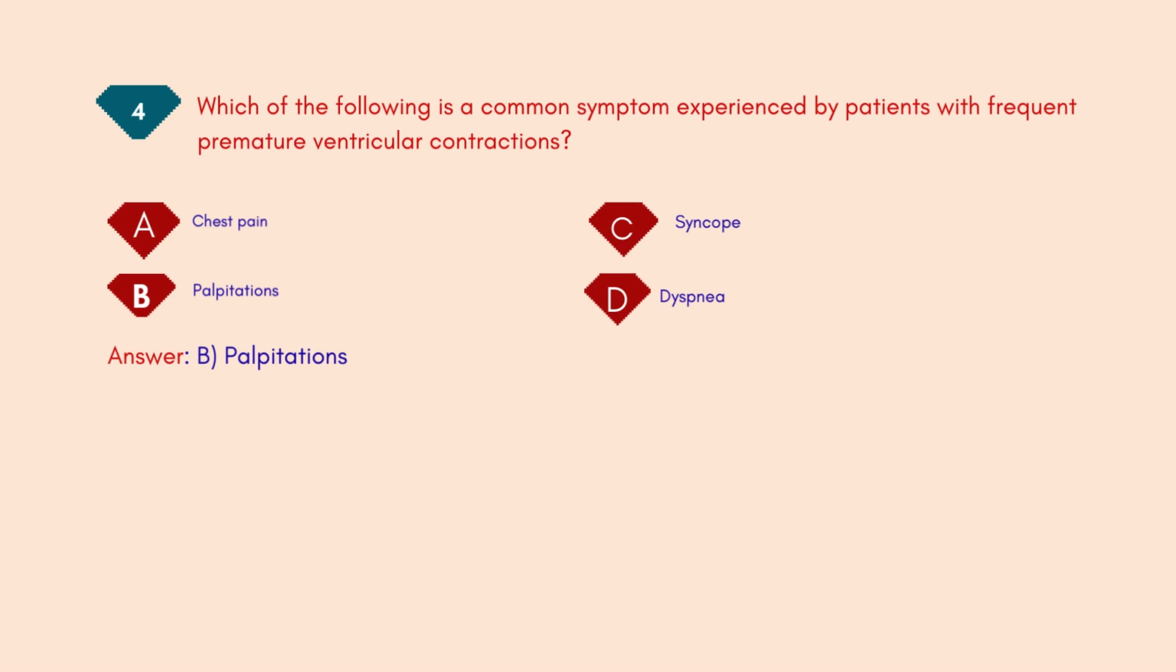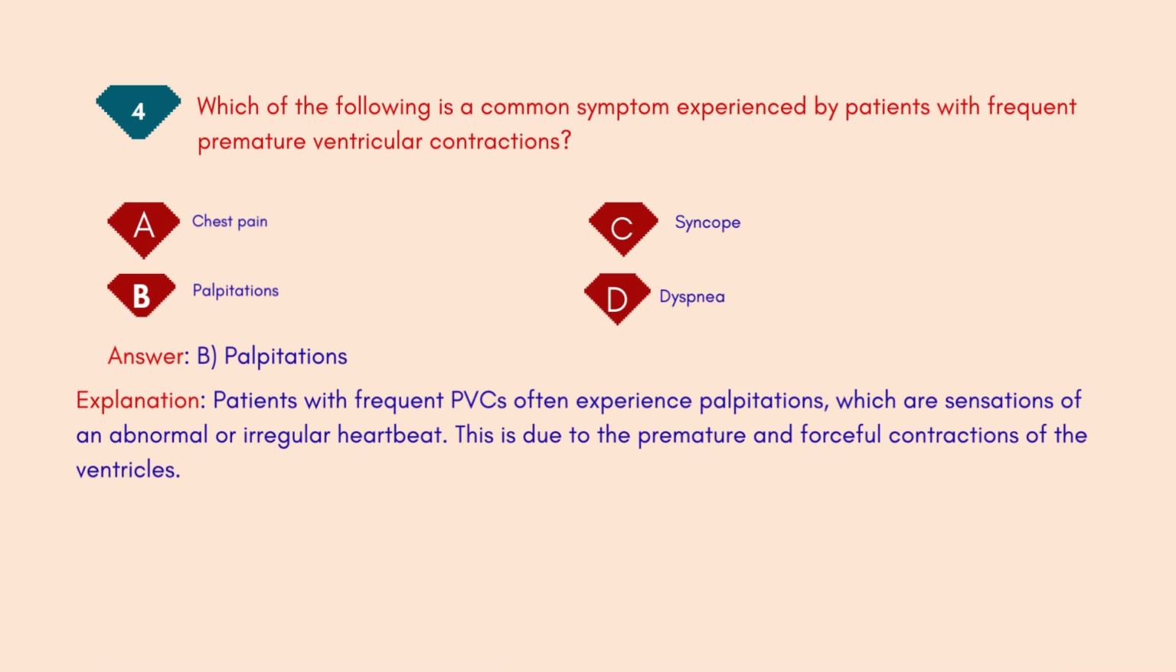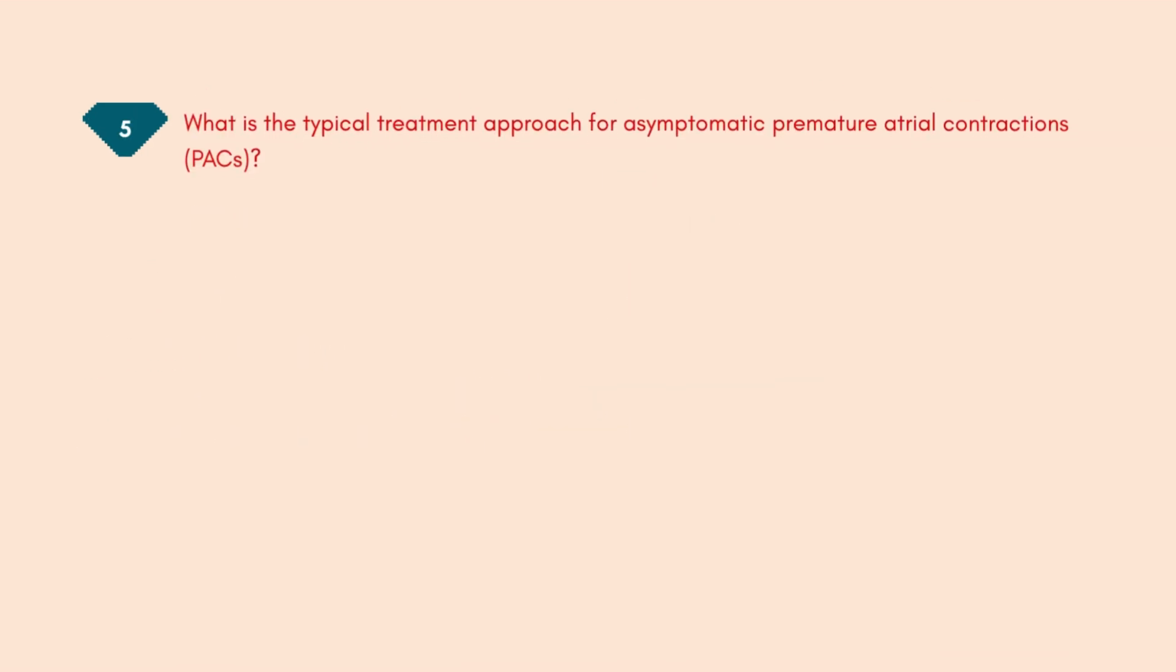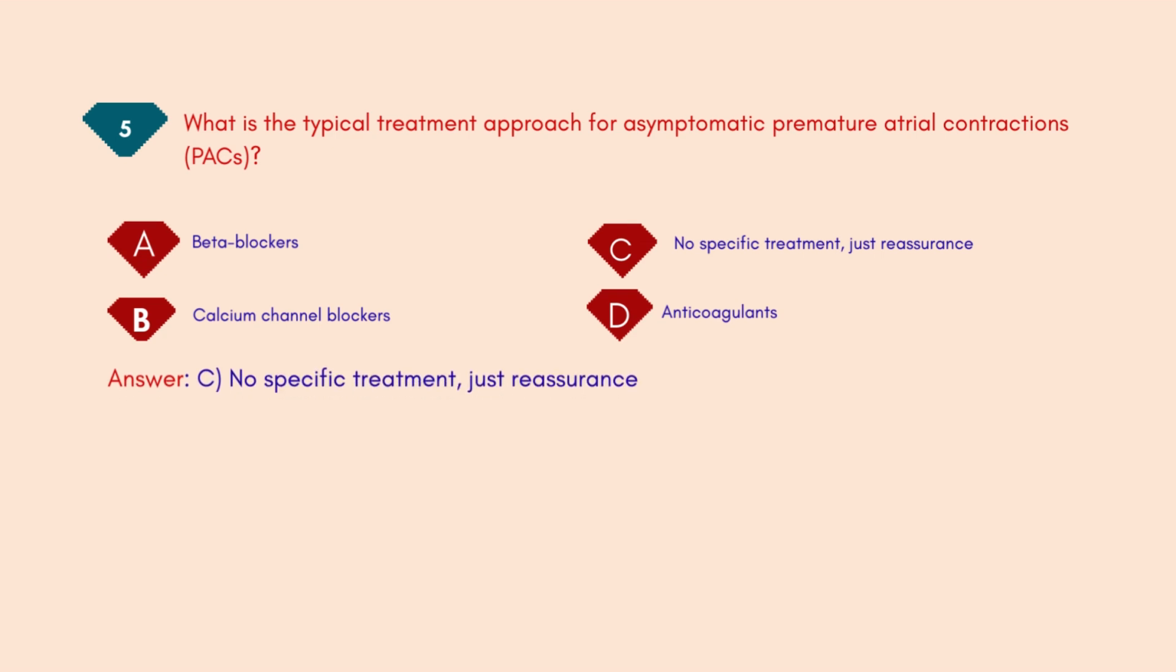Palpitations. Explanation: Patients with frequent PVCs often experience palpitations, which are sensations of an abnormal or irregular heartbeat. This is due to the premature and forceful contractions of the ventricles. What is the typical treatment approach for asymptomatic premature atrial contractions, PACs? A. Beta blockers. B. Calcium channel blockers. C. No specific treatment, just reassurance. D. Anticoagulants. Answer: C. No specific treatment, just reassurance.